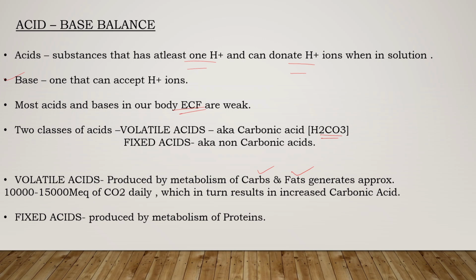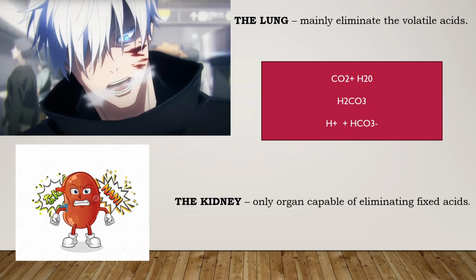Since these acids and bases are formed inside our body, how are they excreted outside? The most important organs that take part here are the lungs and the kidney. The volatile acid, as the name suggests, being very volatile, is excreted by the lungs. If it is a fixed acid or non-volatile acid, it is excreted by the kidney.